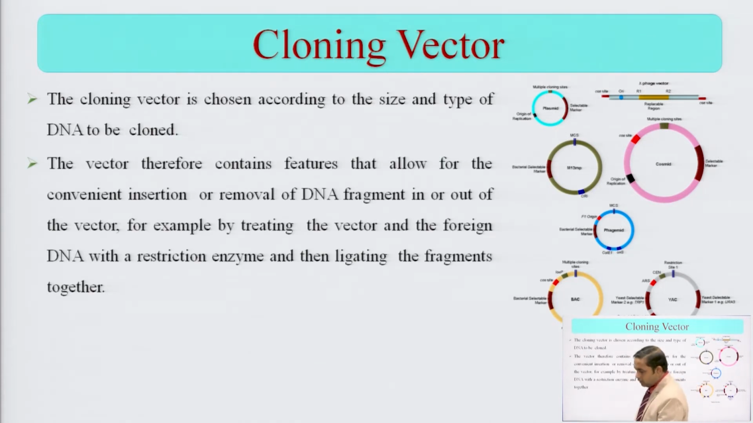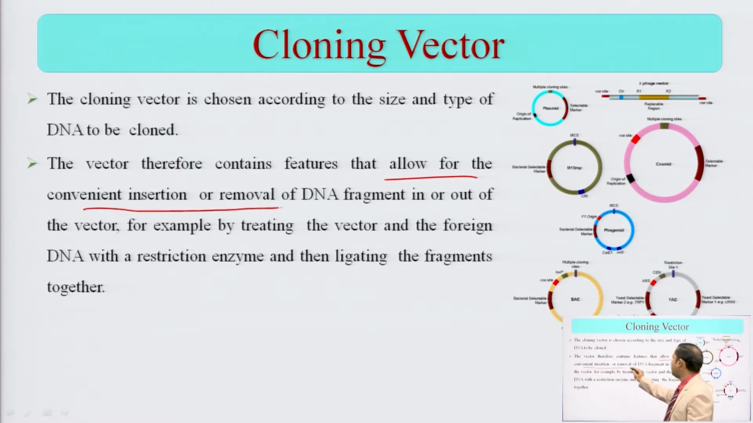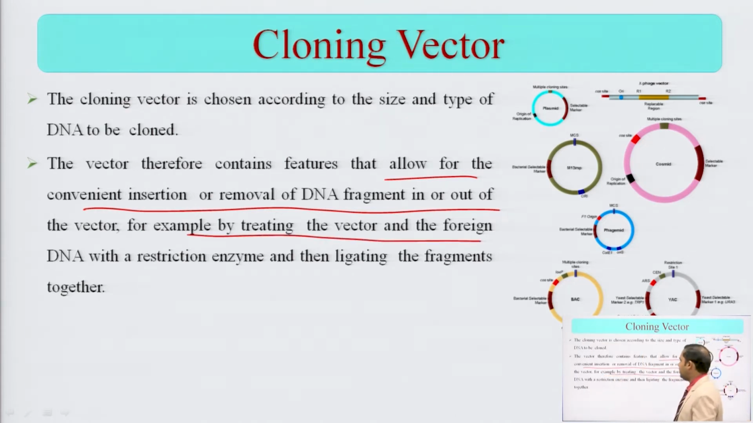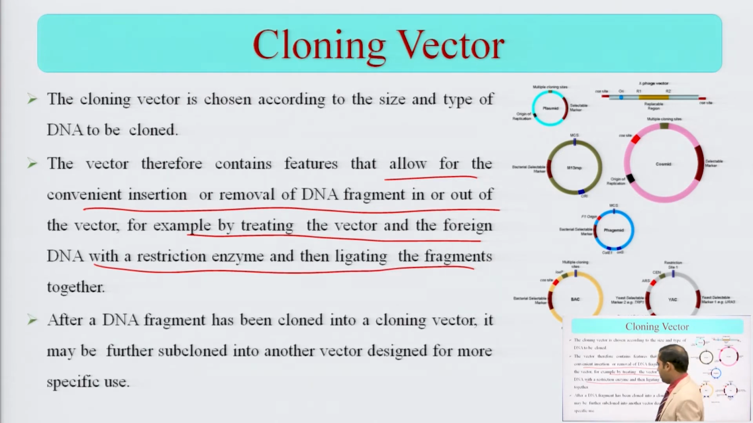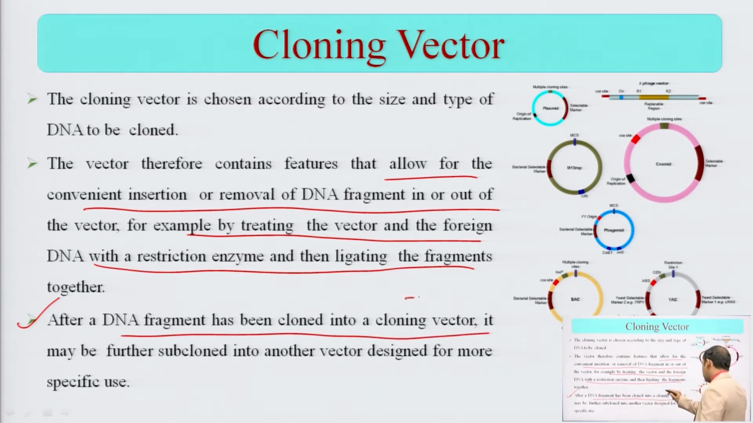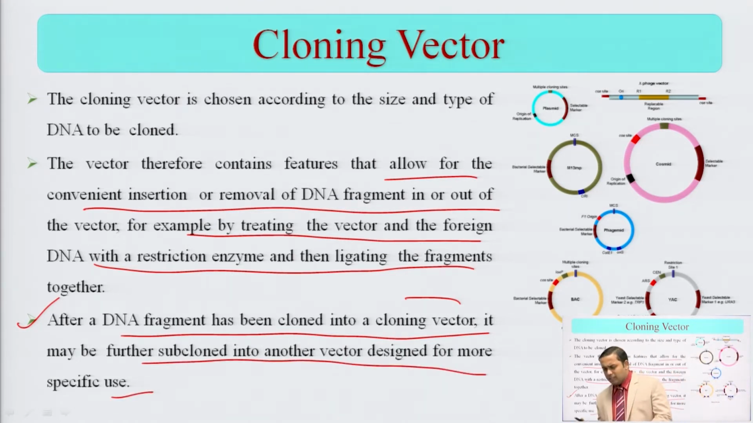The vector therefore contains features that allow for the convenient insertion or removal of the DNA fragment in or out of the vector. For example, by treating the vector and the foreign DNA with restriction enzyme and then ligating the fragment. After the DNA fragment has been cloned into a cloning vector, it may be further subcloned into another vector designed for more specific use. See, nowadays we are actually using these kinds of things. As a beginner, you should not be so much worried about this point.